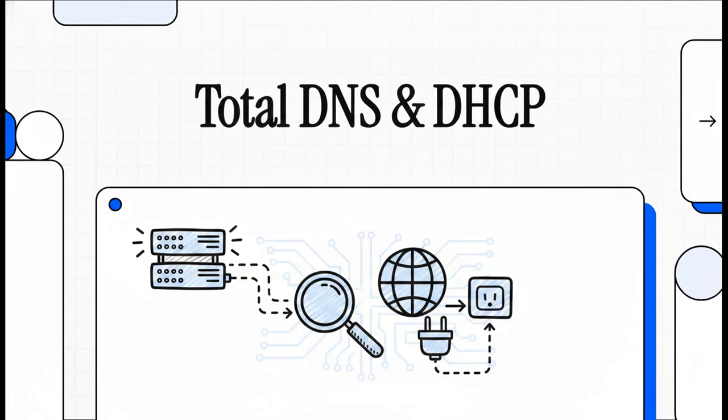Today, we're diving straight into the absolute backbone of our digital lives, decoding DNS and DHCP. These are the unsung heroes of literally every network, quietly operating behind the scenes to make sure you can actually connect to the web and find what you're looking for. Without them, the modern internet simply wouldn't function.